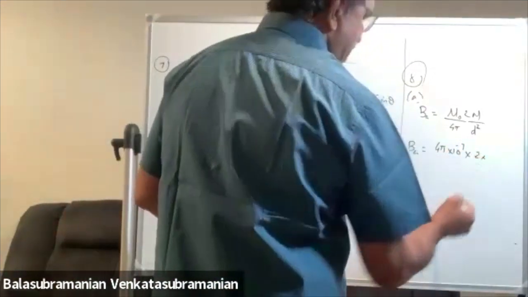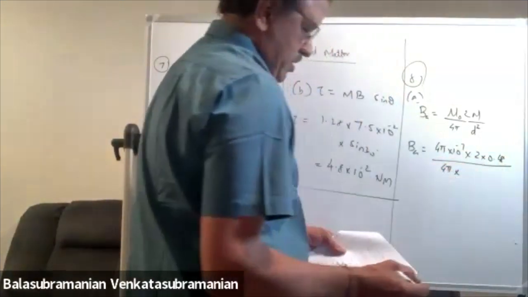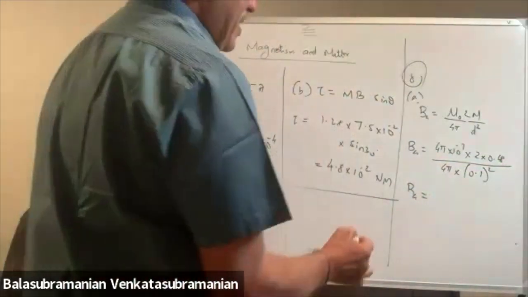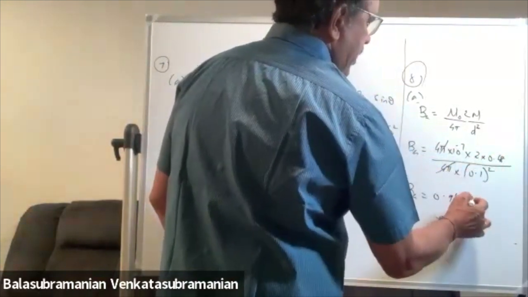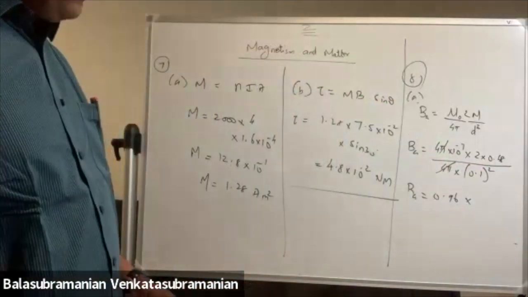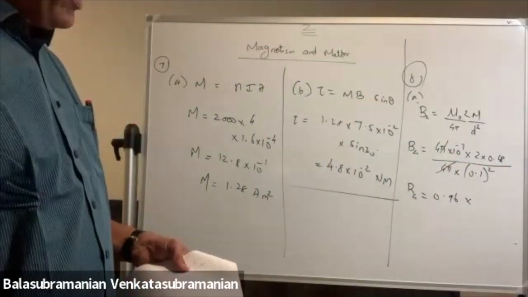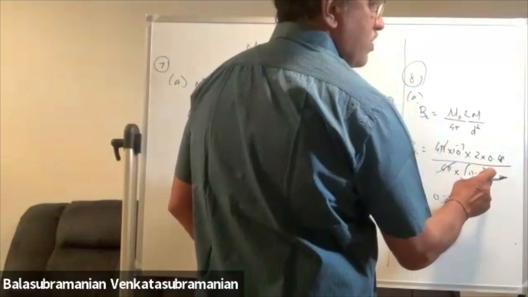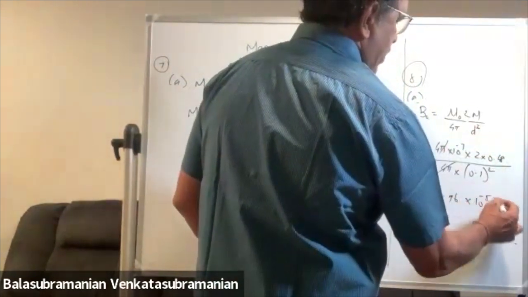So, 10 power minus 7 into 2 into the magnetic moment value 0.48, by the distance, which is 10 centimeter, that is 0.1 meter. 2 into 0.48 is 0.96. The denominator is 1 into 10 power minus 1, the whole squared, so that is 10 power minus 2, and the numerator 10 power minus 7. Simplifying, we get 10 power minus 5 Tesla.